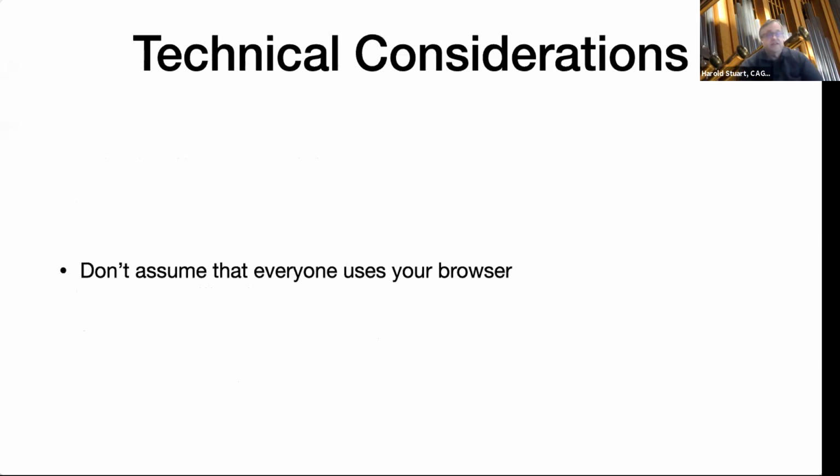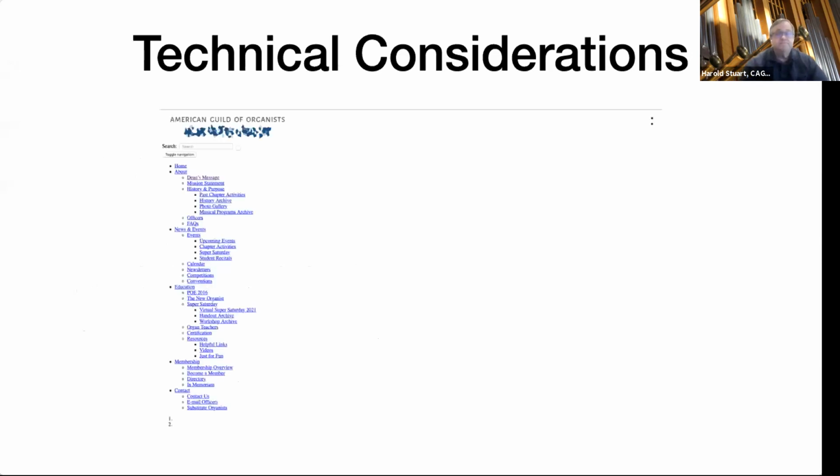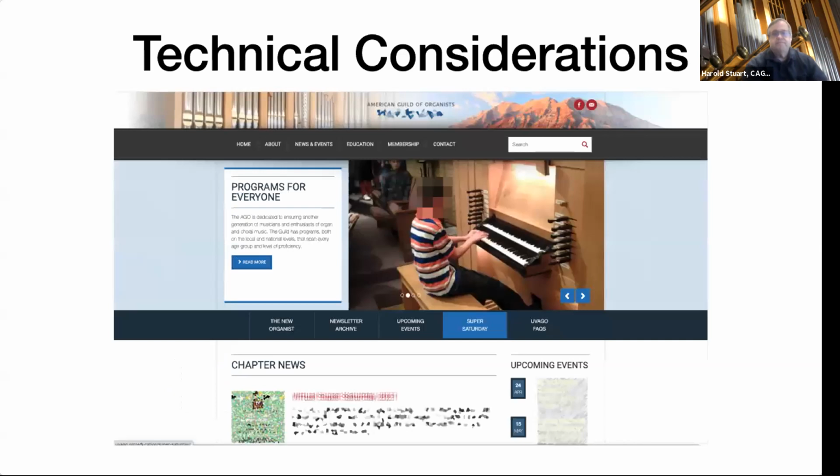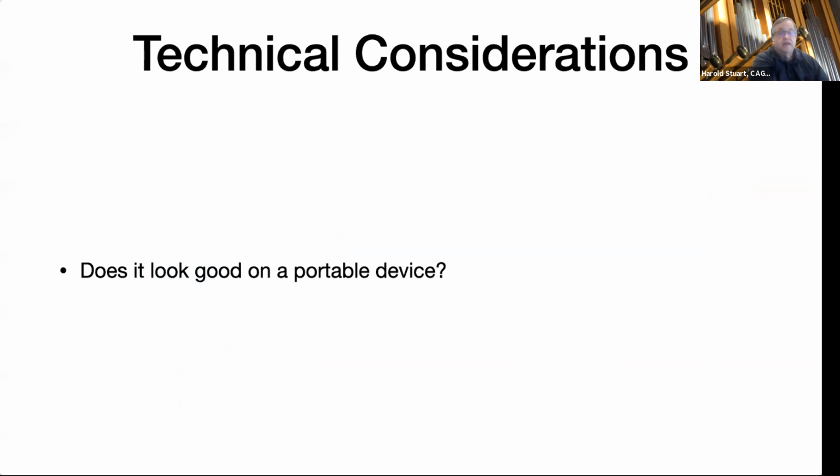There are some technical considerations to think about. This first example, I have tried to obscure the origin of this Guild website. They have done a very good job. They're doing their best, but this is what it looks like when I call it up from my browser. Not terribly attractive. It's kind of a problem. Well, if I use Chrome, it looks like that. Much, much better. So what happened here? They forgot to test it on multiple browsers.